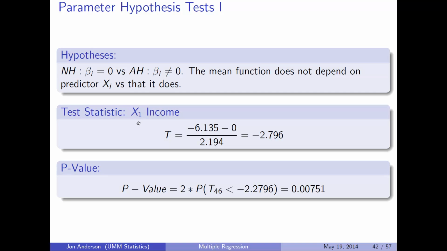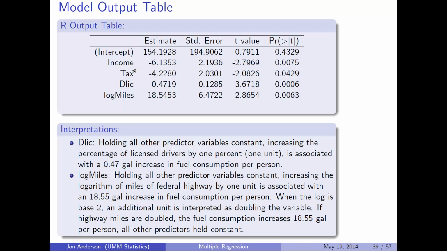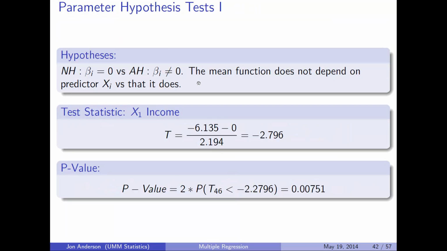For a predictor like income in the model we've just dealt with, the beta hat is about -6, the standard error is 2.19, and that gives us a t-statistic as in the output. And so when we put in the beta hat and divide by the standard error, we get a -2.796 t-statistic. We use the p-value from the output. We have n minus 5 beta parameters. Remember, we have 4 predictors plus an intercept.